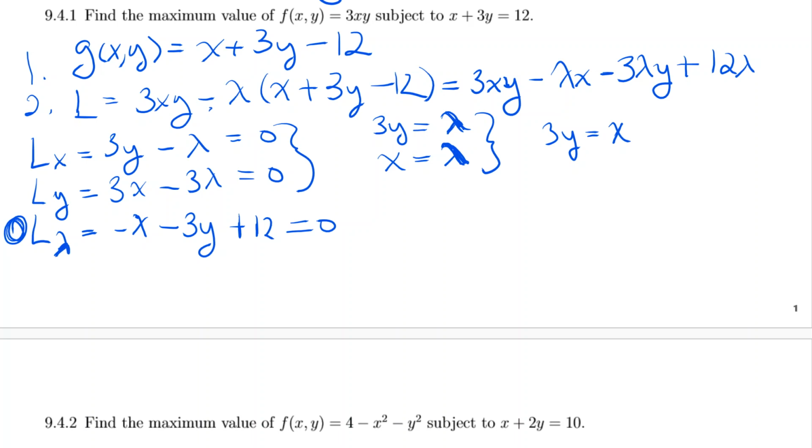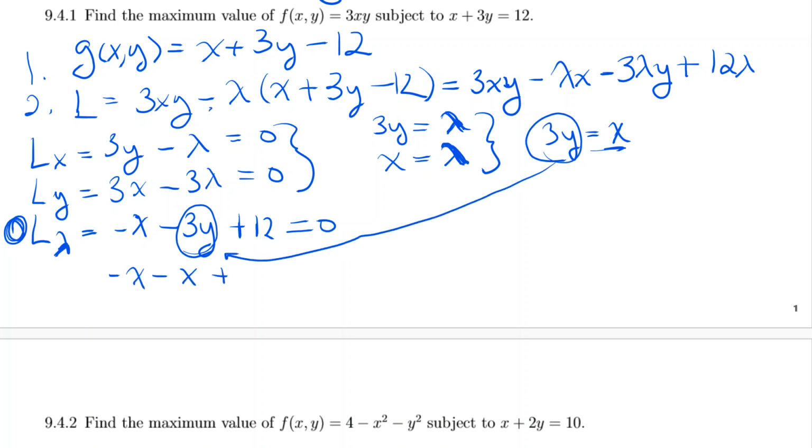Oh, this is easy because then I've got 3y is equal to x. Well, I've got a 3y right here. Let's replace it with what it's equal to. It's equal to x. So I'm taking this and substituting it in here. So I'll have negative x minus x plus 12 equals 0. So I'll combine my two x's and subtract 12 over, and I'll get that negative 2x is negative 12. Lo and behold, that means that x is just 6.